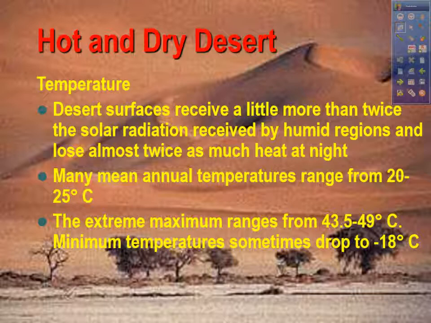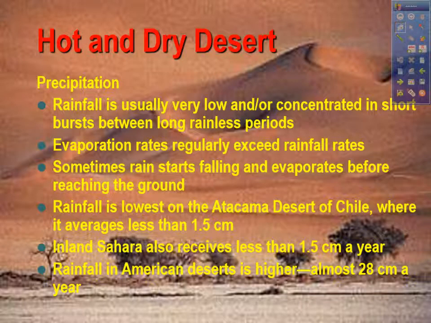And this should be negative 20 to 25 degrees Celsius. The extreme maximum is down at the bottom. And then minimum temperatures, like I said, down to negative 18, negative 20. So it's overall a very big range in temperature. That's a challenge. Rainfall is very low, short bursts.